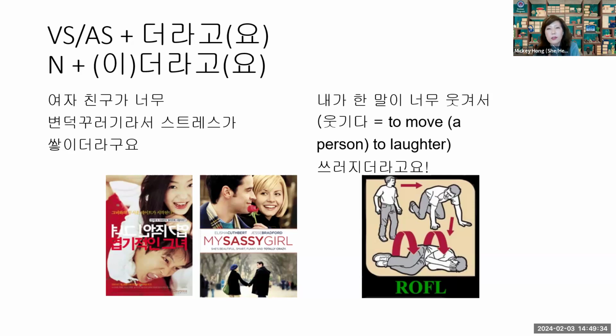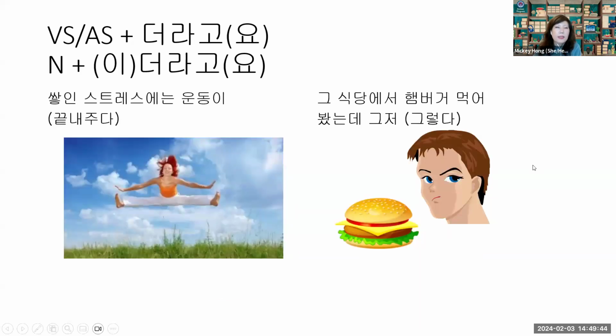내가 한 말이 너무 웃겨서 쓰러지더라고요. Whatever I told him, it was so funny, he fell. Okay? I'm telling you that's what happened. 쌓인 스트레스에는 운동이 끝내주더라고요. Okay? 끝내주다 is slang, you guys. It's an end-all. It's the best, that's what it means. When you refer to something as 끝내주다, something is the best. 그 식당에서 햄버거 먹어봤는데 그저 그렇더라고요. 그저 그렇다 means it's so-so. I had the hamburger at that restaurant and it was just so-so.